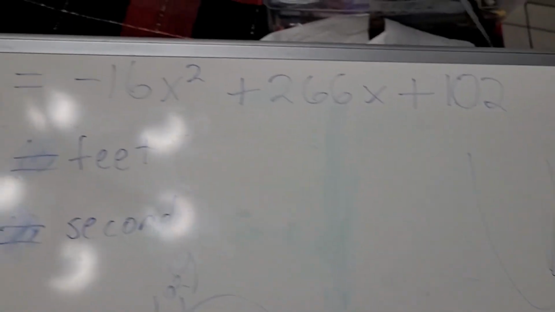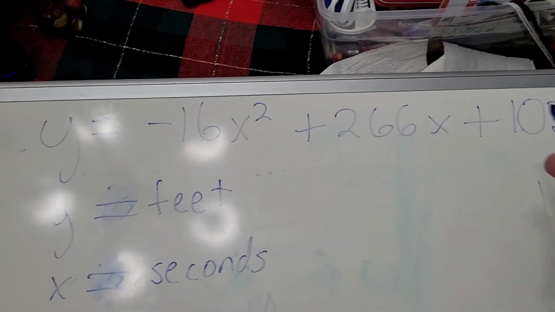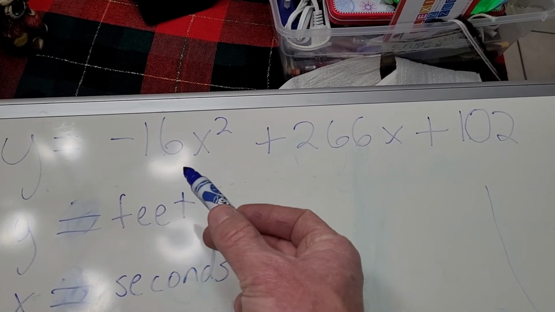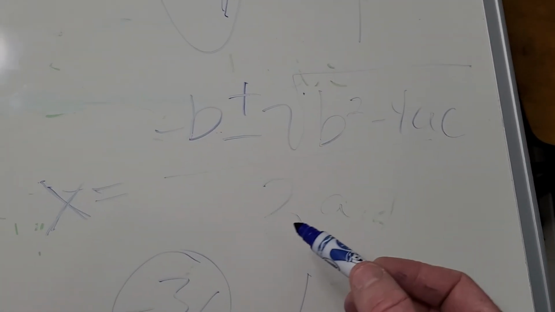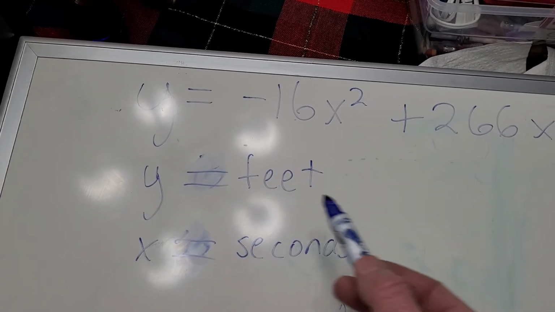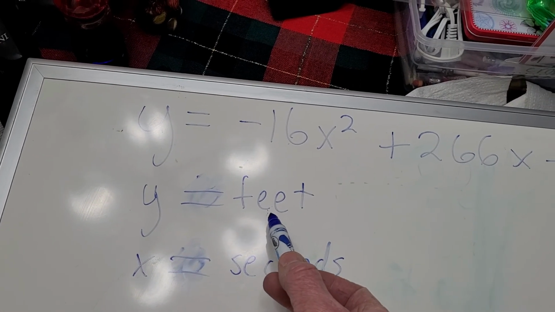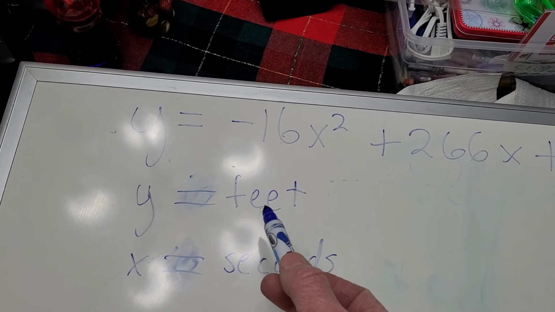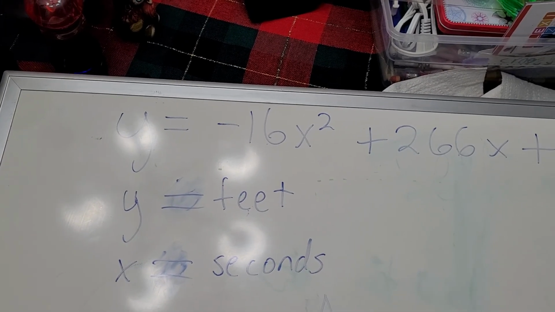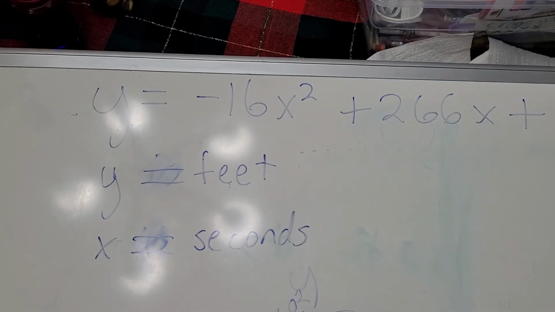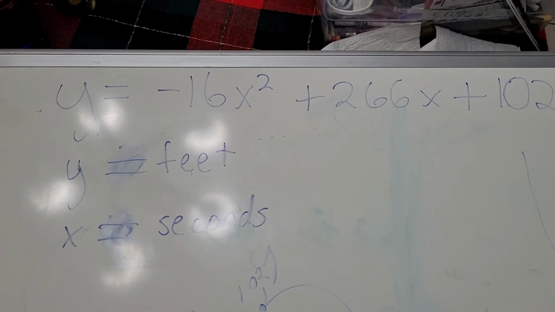Basically all we've done, once again, is solve this quadratic equation with the quadratic formula. We're solving for where y is equal to 0 because we're looking for the ground, which is considered to be at 0 feet above the ground. So that's it.